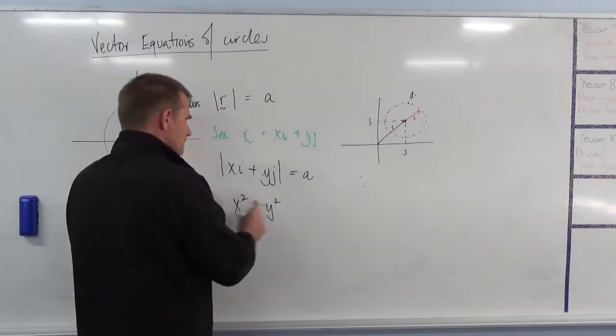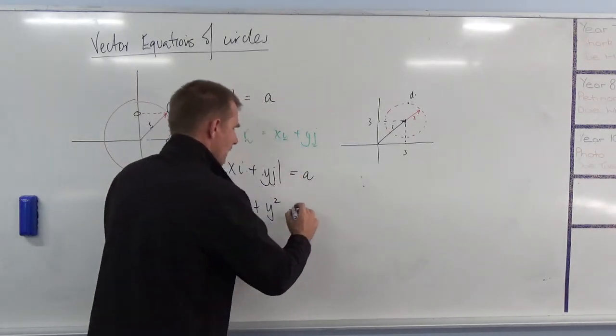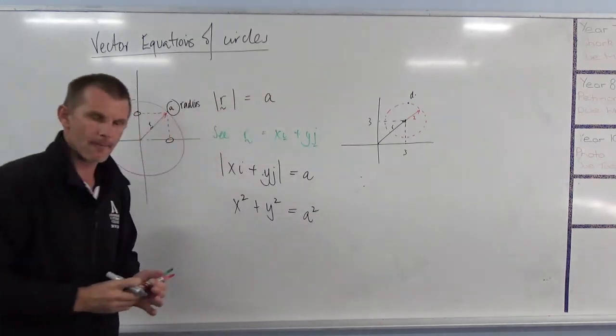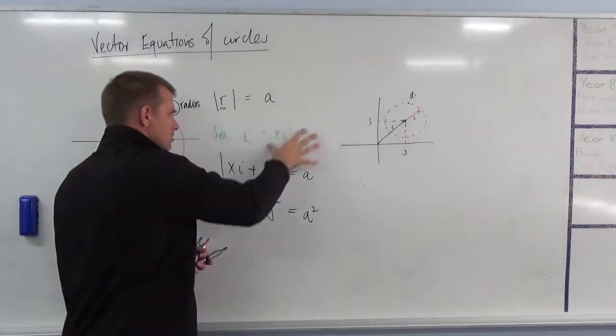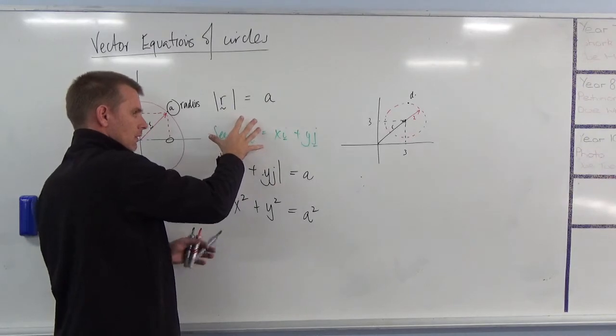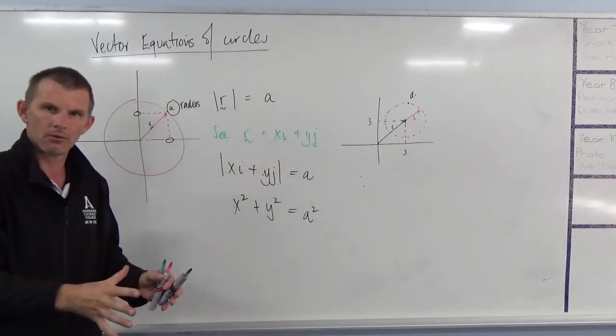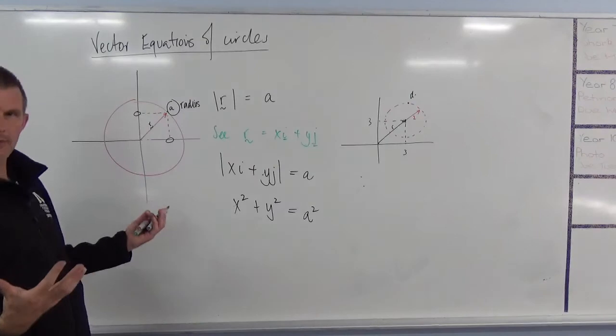Now that also means if I'm going to square the whole thing, then I end up with that there. So this is my vector equation of a circle, and it breaks down to my Cartesian equation of a circle. So they're the same thing.